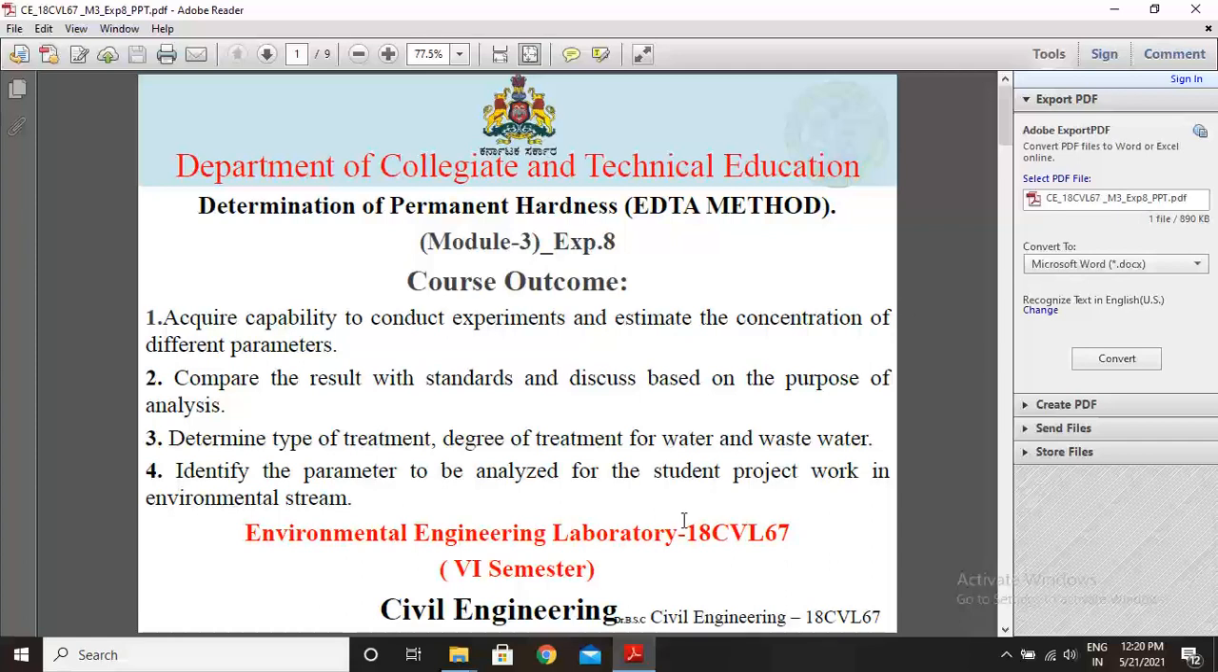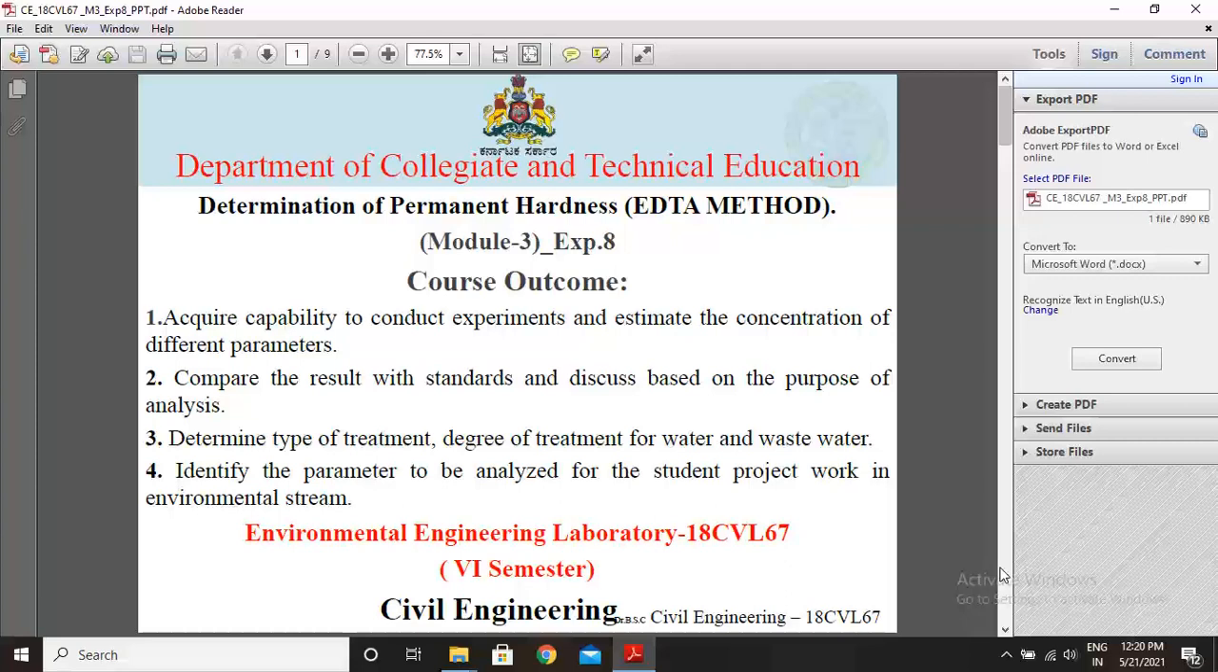The first course outcome is to acquire the capability to conduct experiments and estimate the concentration of different parameters. The second course outcome is to compare the results with standards and discuss based on the purpose of analysis. Determine the type of treatment and degree of treatment for water and wastewaters. The next course outcome is to identify the parameters to be analyzed for the student project in environmental study. So these are the course outcomes decided.